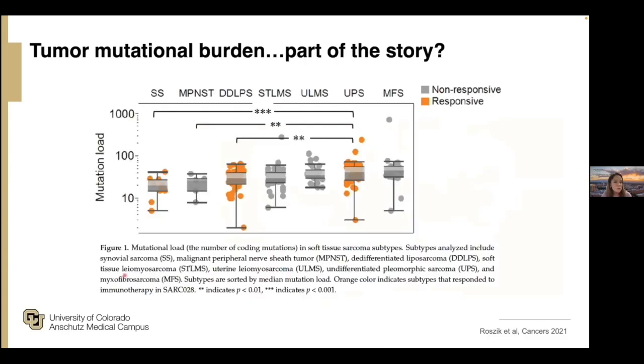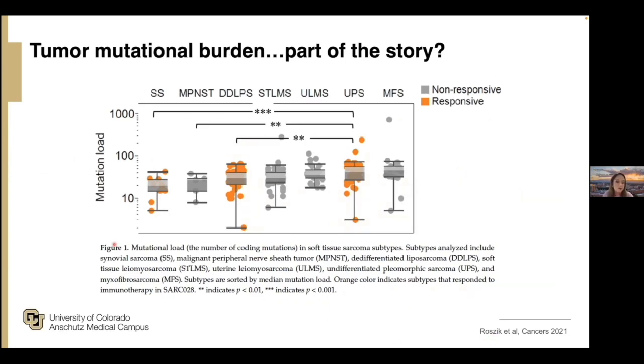So what about tumor mutational burden? So basically, this is a measure of how many mistakes or how many abnormal proteins are associated with a particular cancer. And we know that tumor mutational burden has been a very helpful marker of response for immunotherapy and other types of cancers. Overall, TMB is low in sarcomas compared to other cancers like melanoma or lung cancer. But in this paper, Dr.